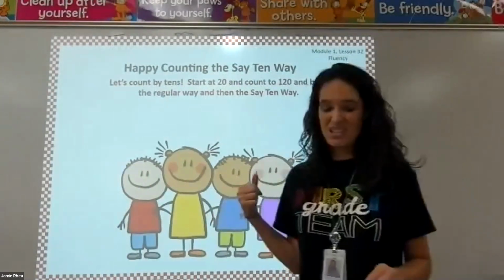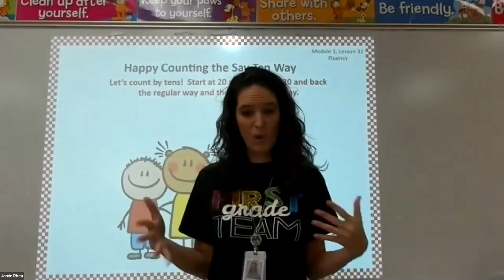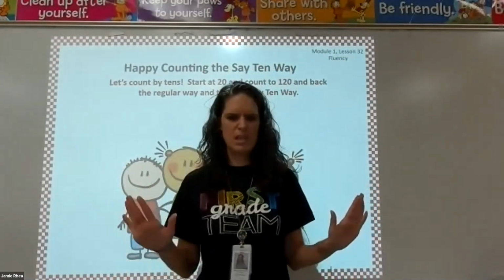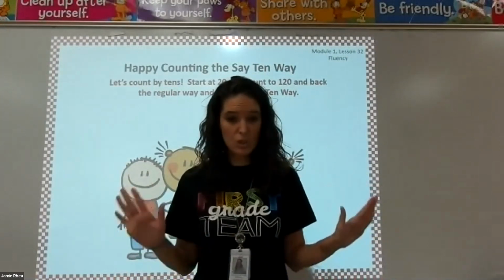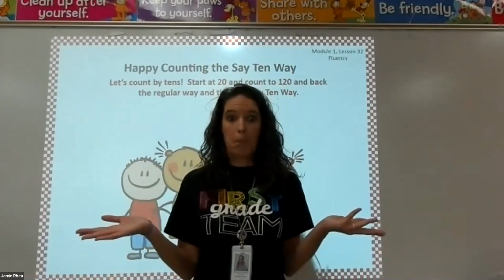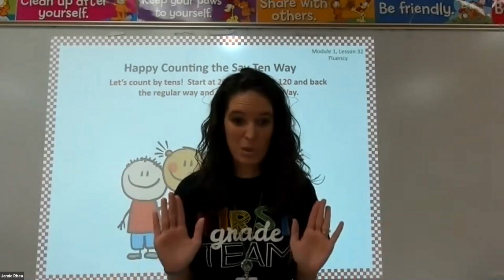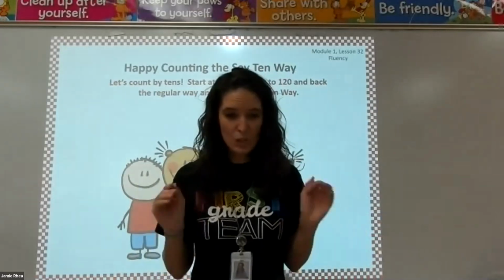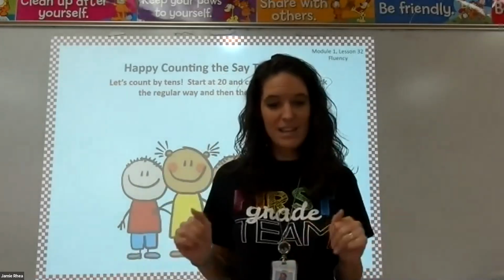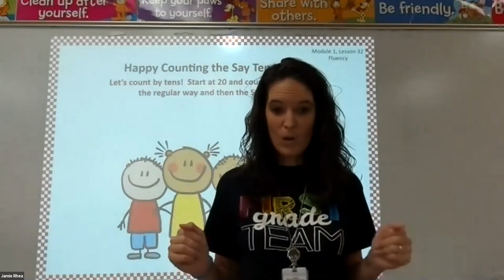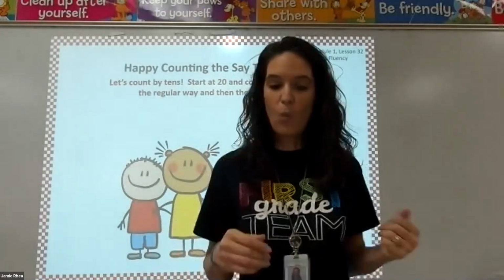Now, remember when we do our say 10 way, it's really different than the way we normally say our numbers. So we're going to do both. We're going to say our normal numbers, and then we're going to do our say 10 way, okay? We're going to count by tens the normal way first, or the regular way, and we're going to go all the way to 120. First graders can count to 120, okay? So let's start with 10. Ready? 10, 20, 30, 40, 50, 60, 70, 80, 90, 100, 110, 120. Okay, that's the regular way.